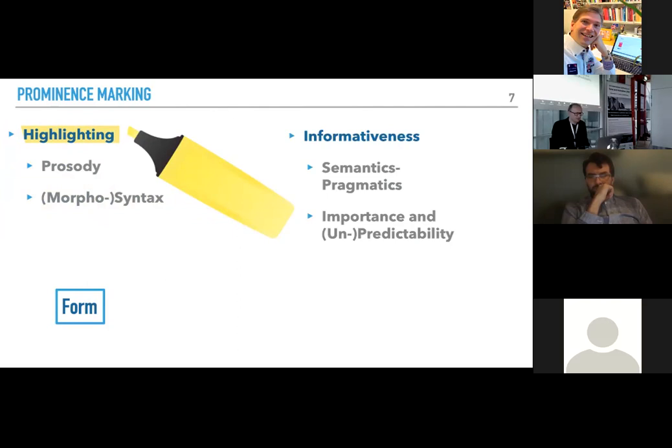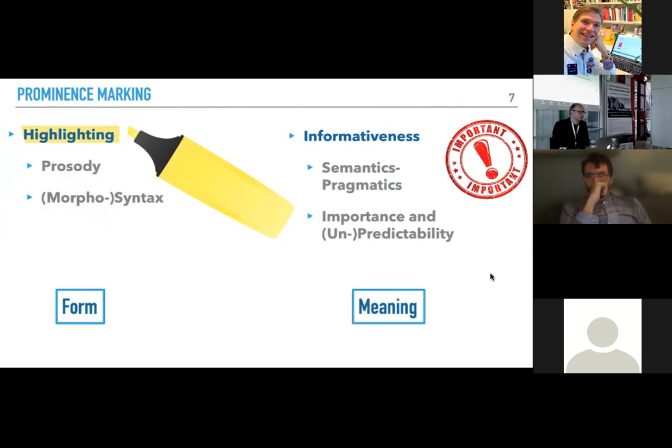And some elements are more important and/or unpredictable than others. And I'd like to call these elements informative. So that's a term already used by Bolinger and Ladd in the 70s and 80s. So somewhat simplistically, this is the meaning side of an expression.